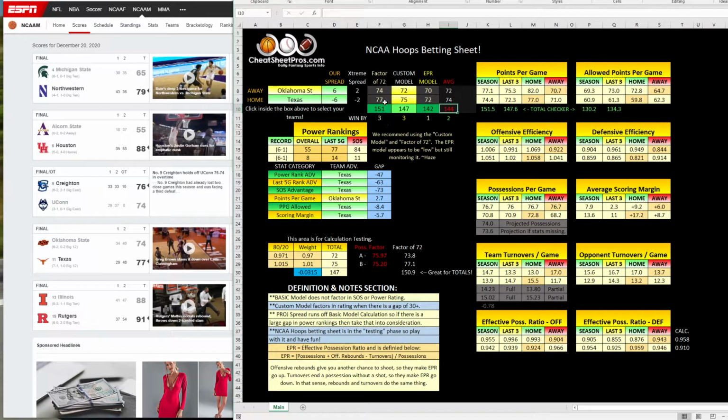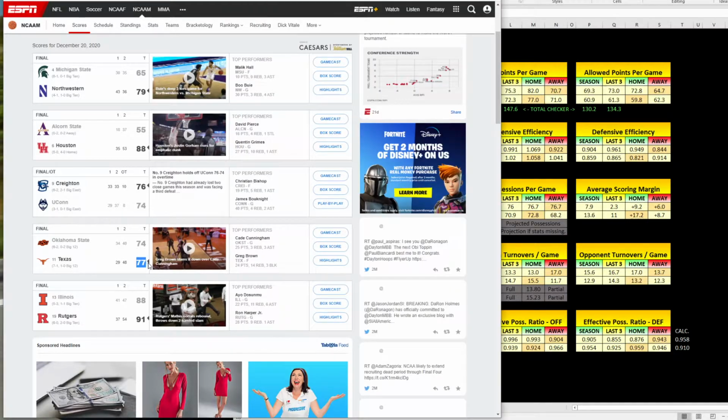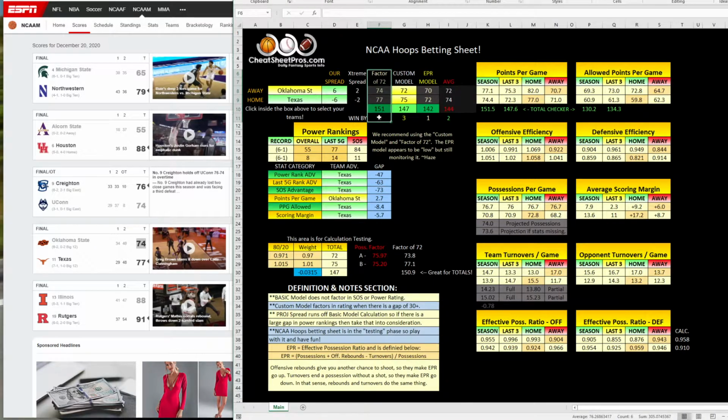So the 141, this game did get over, 151 total points. So this model actually was right on the dot. I just noticed that. We had Texas 77-74, and the final here was 77-74. So that one was right on the money. And this one was pretty close too at 147. So let's go ahead and take a look at this next game.